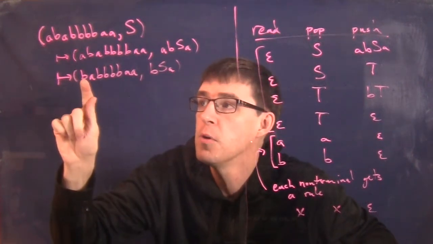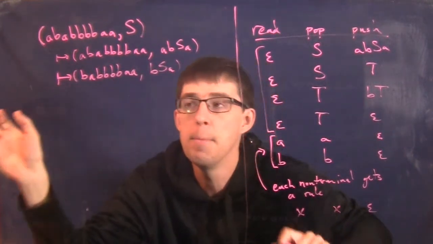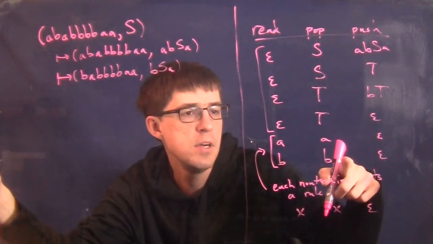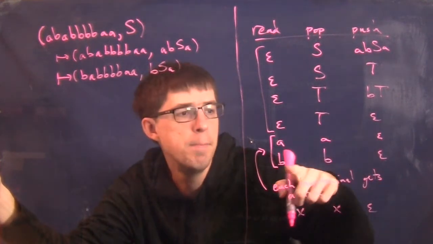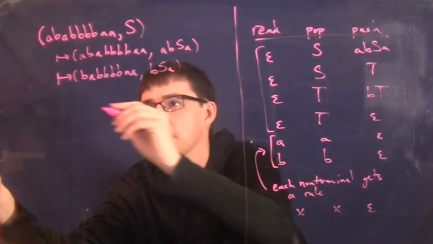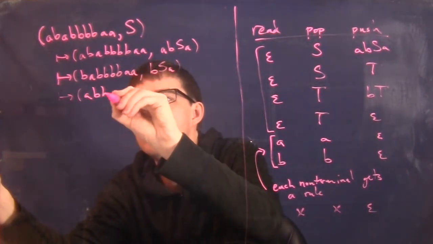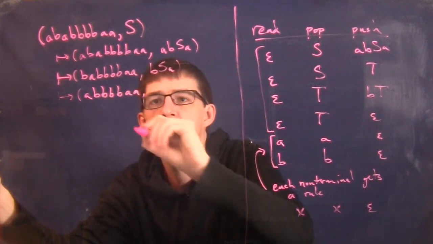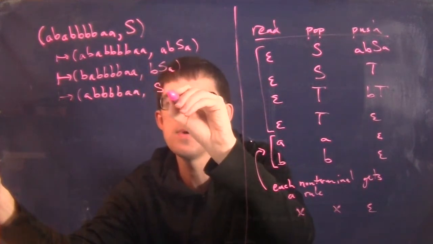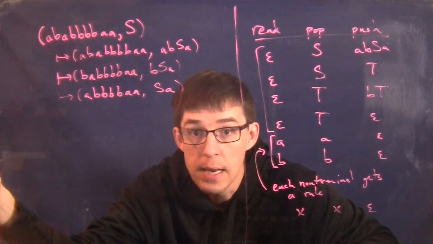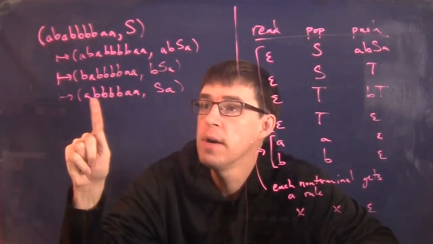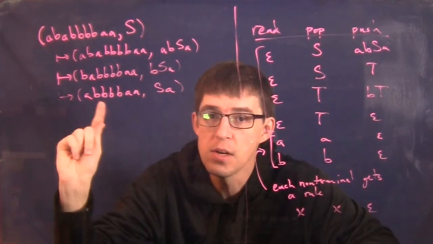So now I am going to use the B transition here: read B, pop B, push epsilon. So this B gets read, so that goes away, and then this B gets popped, so that goes away. All right, there we go. And now we are ready to continue with the next grammar derivation step.